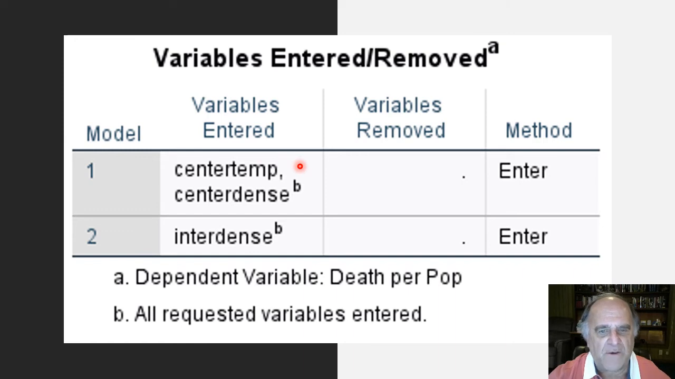And then I created two centered variables: centered temperature, which is the average temperature in the state, but centered, and centered density, which is the density per square mile, centered. And then I created an interaction by multiplying together centered density and centered temperature.